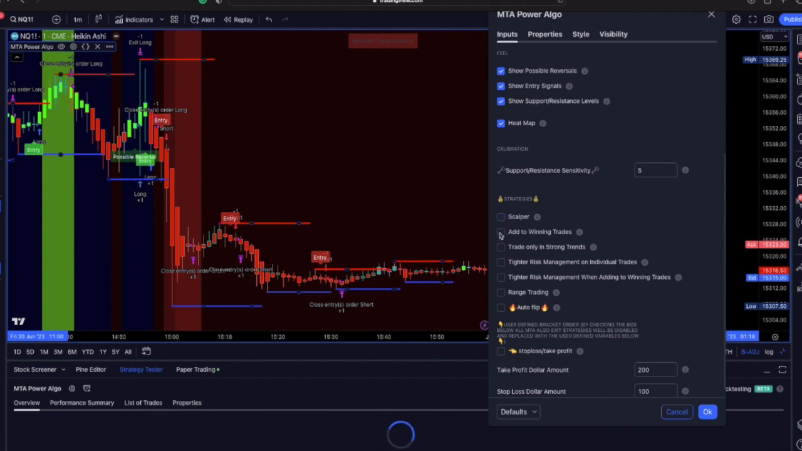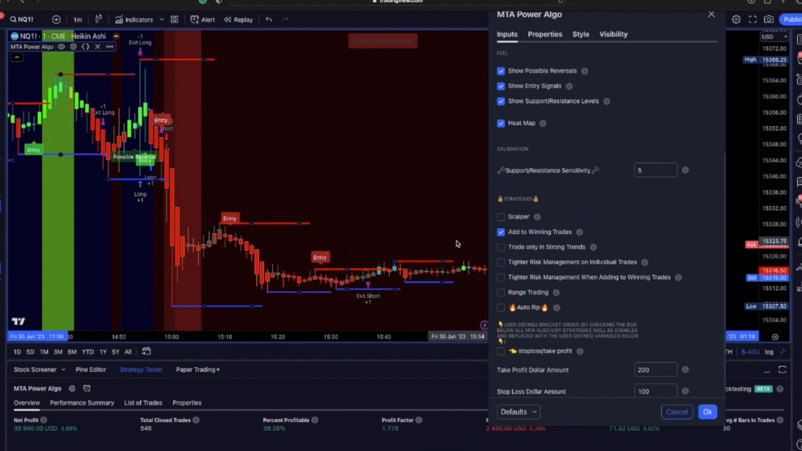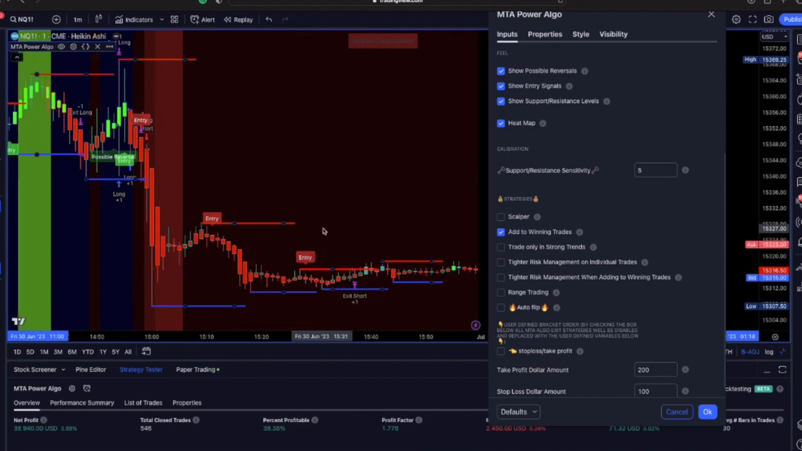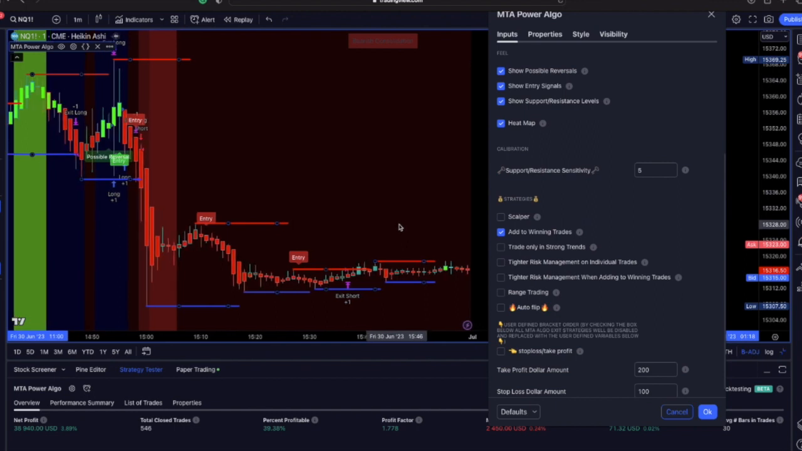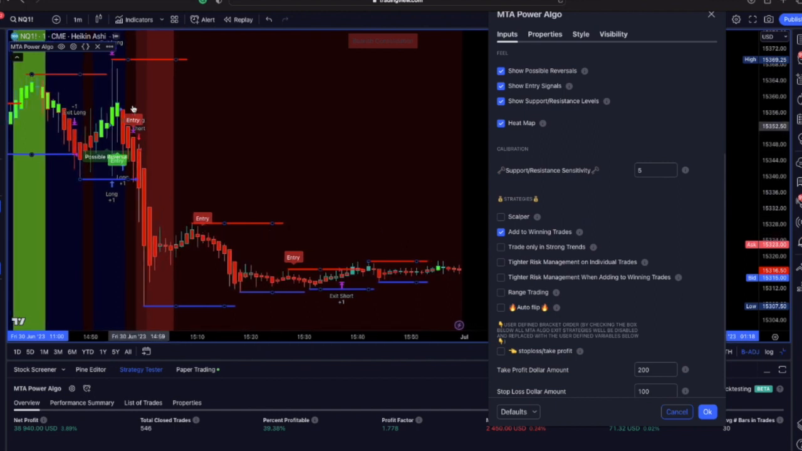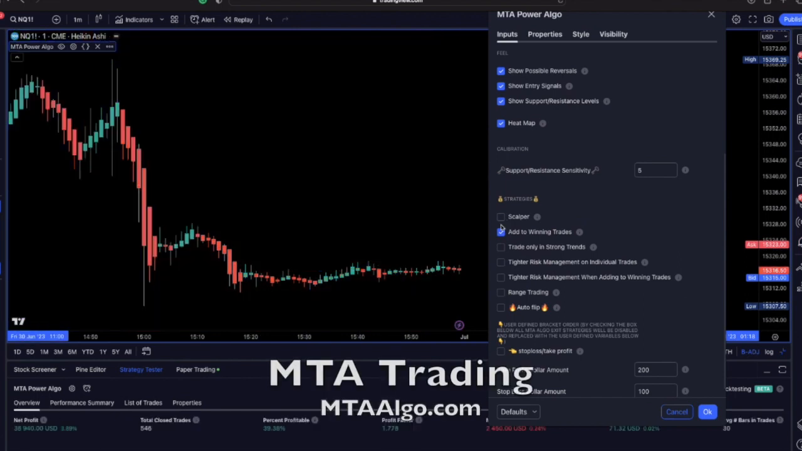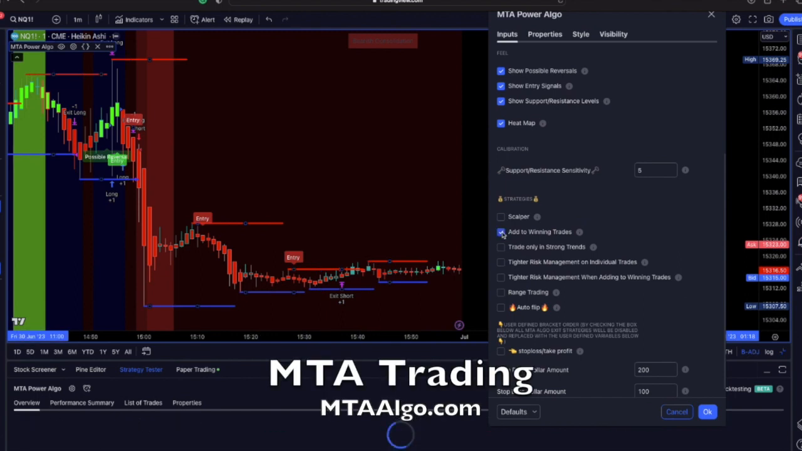Okay, so add to winning trades. This is one of the best parts. I've not found an algo that does this. But this tells you, and again, there's no guesswork, if I want to add to a winning trade, how well it will do. And you'll notice this net profit does not change when I just add this button. You have to go over here to pyramiding.